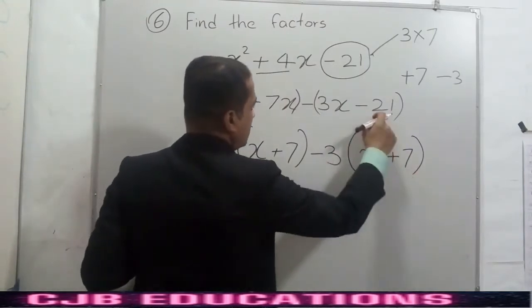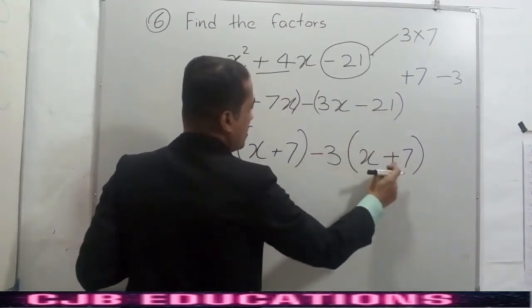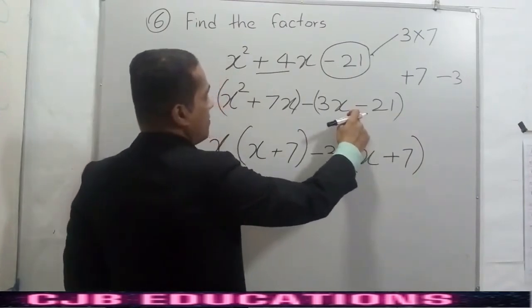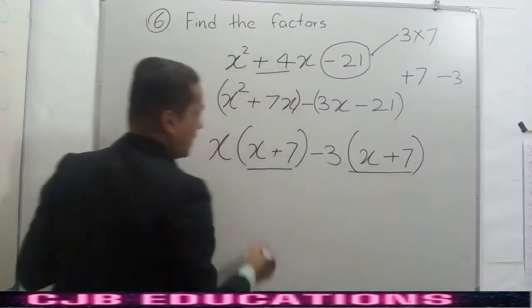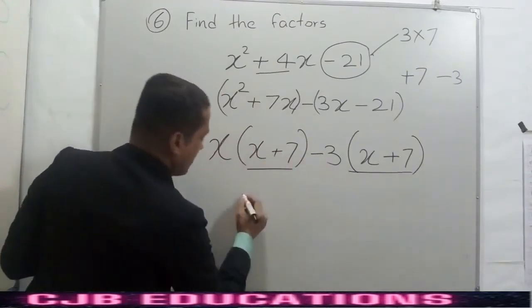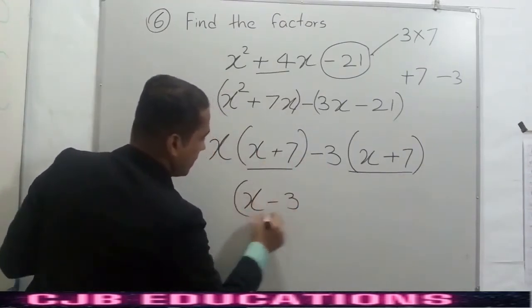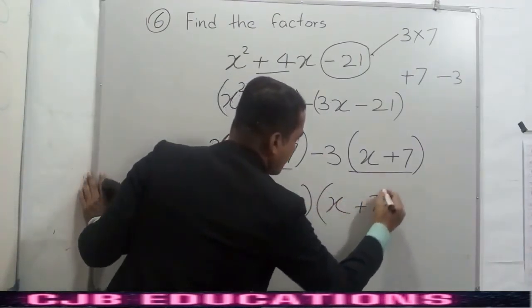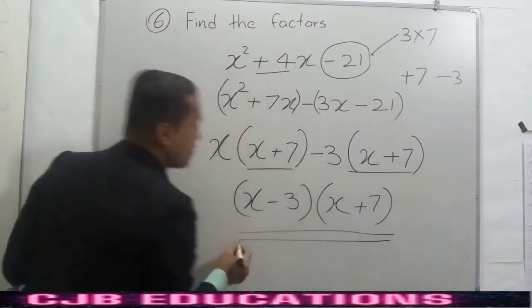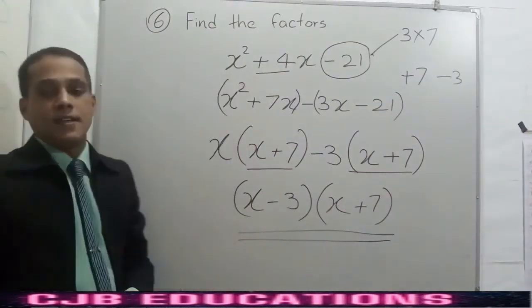3 times 7, 21. Minus times plus, minus. Then we have the same factors. Then we can write x minus 3. So one factor is x minus 3, the other factor is x plus 7. These are the two factors of this expression.